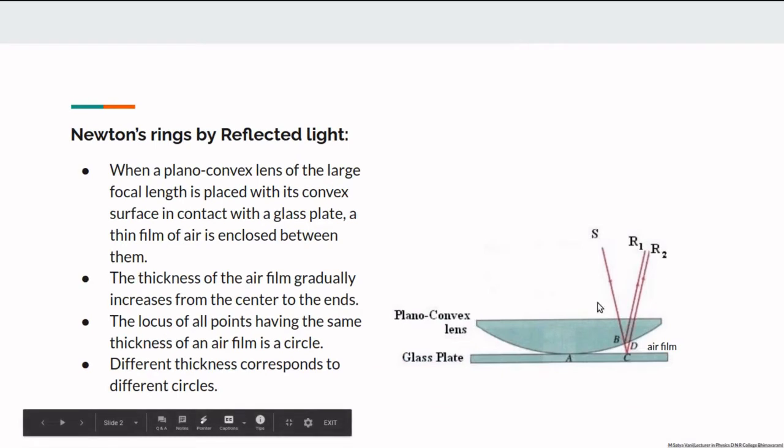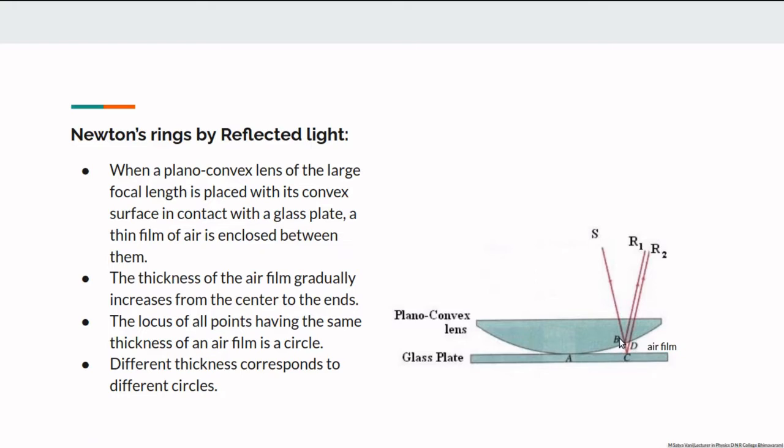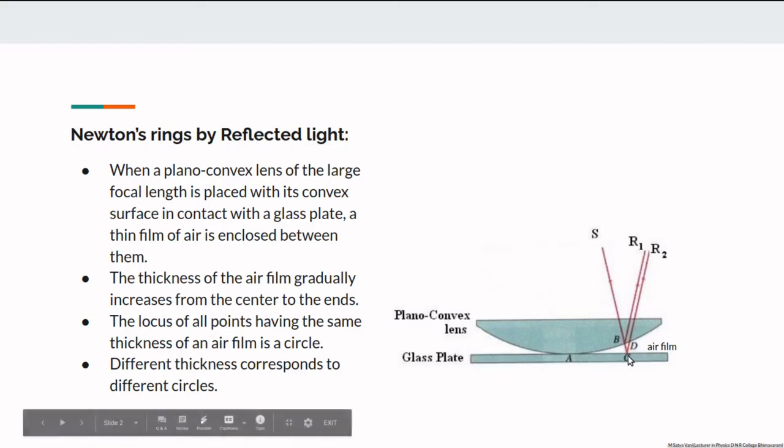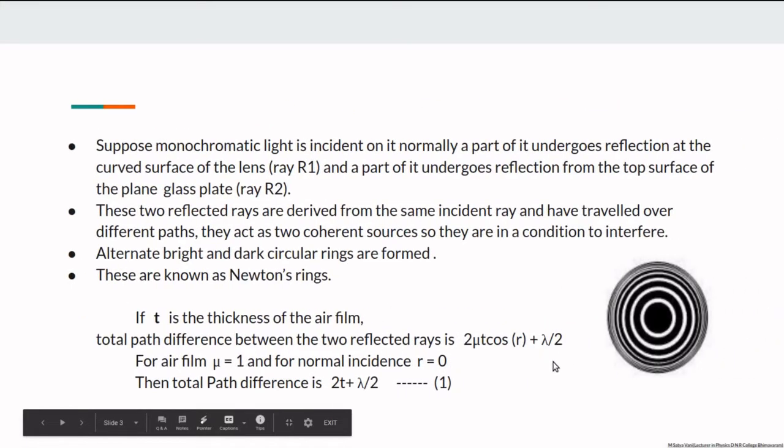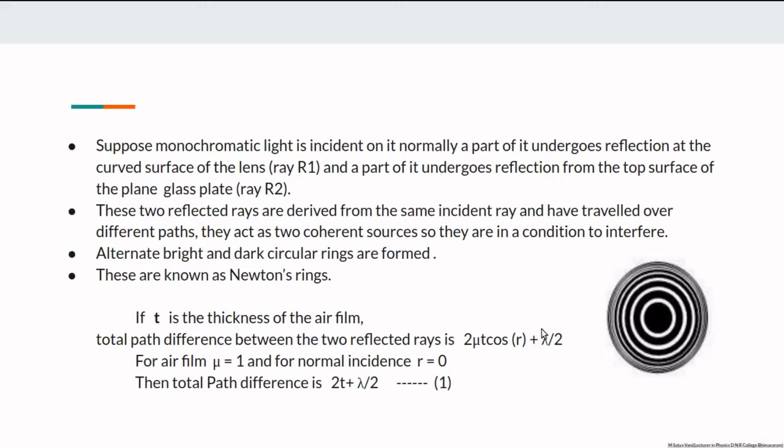In this case, there are two rays. This is the first reflection and the second reflection takes place at the point C. The first reflection is from glass to air, that is from denser to rarer. The second reflection is from rarer to denser. Here the reflection takes place backed by a denser medium, as glass is denser than air. Therefore, there is an extra path difference of lambda by 2. In case of thin films, the path difference between the two rays is 2 mu t cos r. We have already derived this.